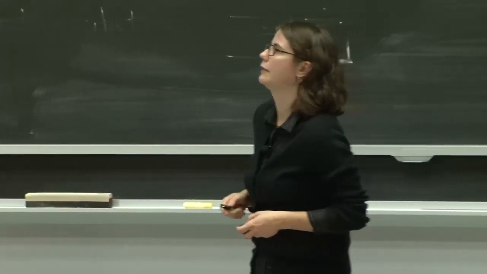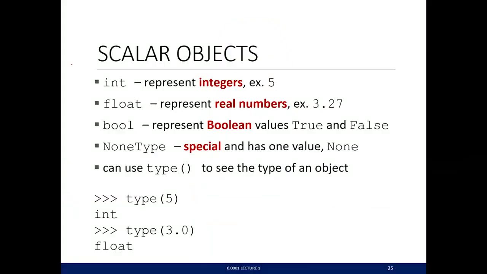So here's the list of all of the scalar objects in Python. We have integers, for example, all of the whole numbers. Floats, which are all of the decimal, real numbers, anything with a decimal. Bools are Booleans. There are only 2 values to Booleans. That's True and False. Note the capitalization, capital T and capital F. And this other thing called NoneType. It's special. It has only 1 value called None. And it represents the absence of a type. And it sometimes comes in handy for some programs.